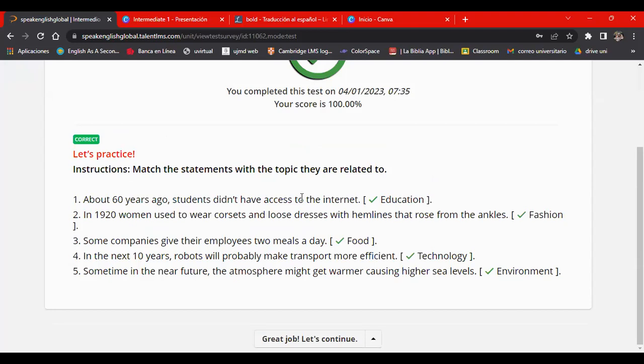Yes. Hemlines and the atmosphere might get warmer. The hemlines, the last line. Do you know the meaning of atmosphere or no? Yes. Ah, okay. So what? Might get warmer. Might get.